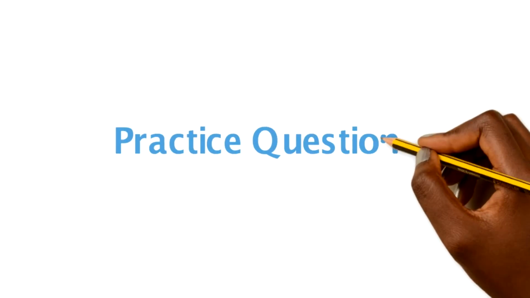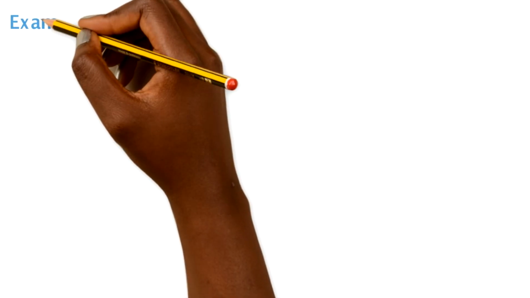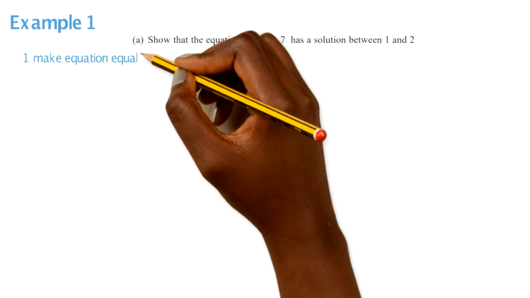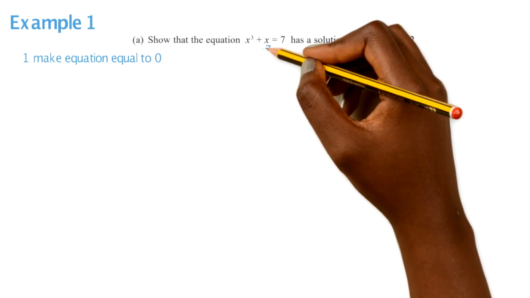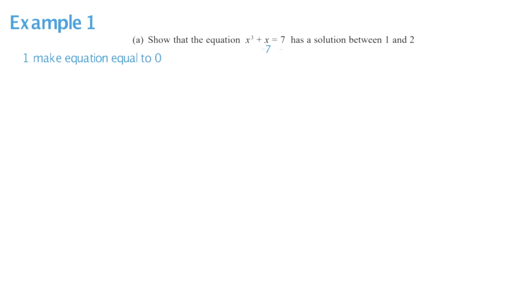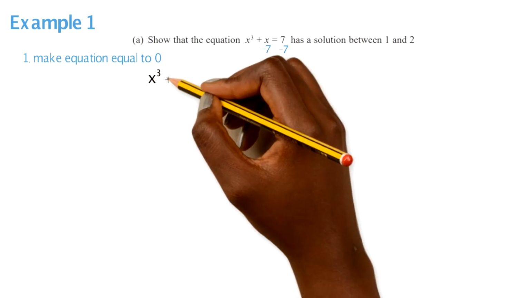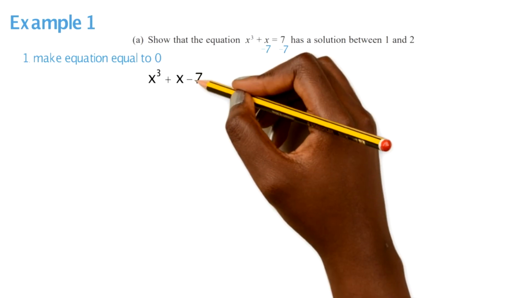So into some practice questions. Example 1. In this example, it's given us this equation. It wants to show that the solution of the equation, aka the x value of the equation, is between 1 and 2. So the first thing you need to do is rearrange this equation and make it equal to 0. We can do that by taking away 7 on both sides. And by doing that, our equation will now change to x cubed plus x minus 7 is equal to 0.